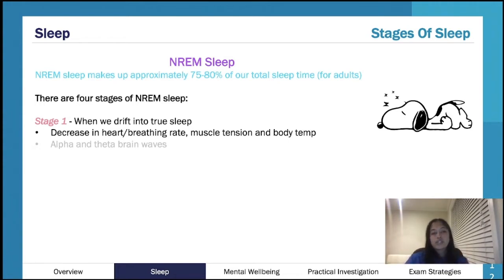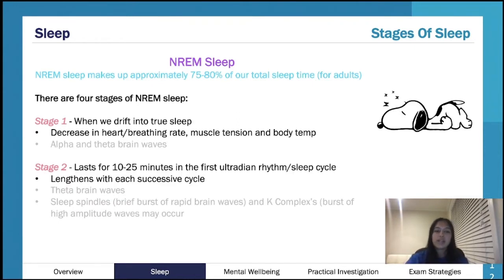So we have 4 stages of NREM sleep. We go from stage 1 to stage 4, with stage 1 being the lightest and stage 4 being the deepest. Stage 1 is when we're almost transitioning into sleep. So it's a very light sleep. You can still be woken up. But that's the first stage, and you don't spend that long in there. Stage 2, you spend a decent amount of time in.